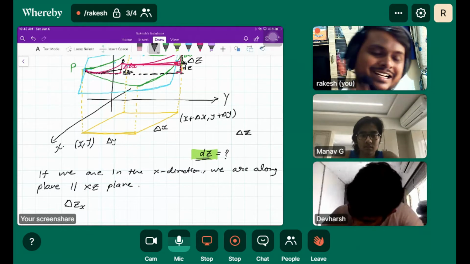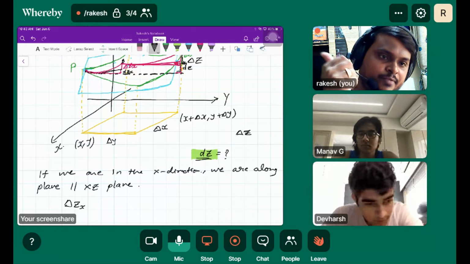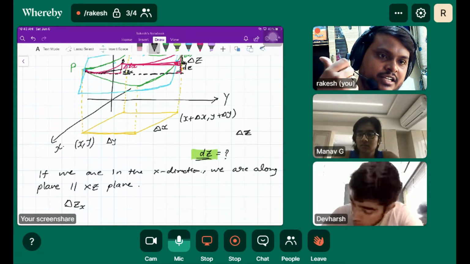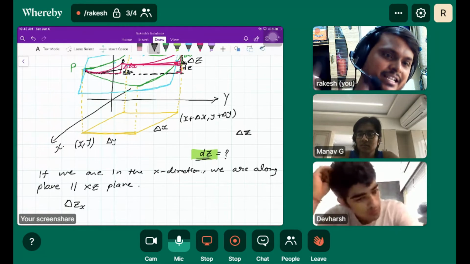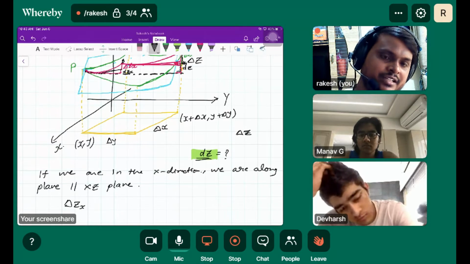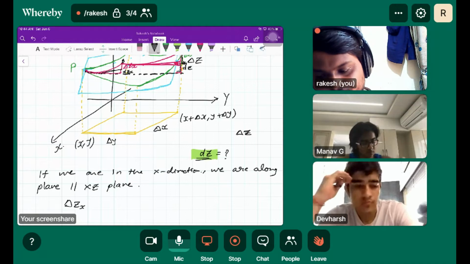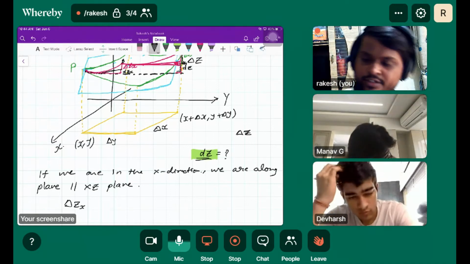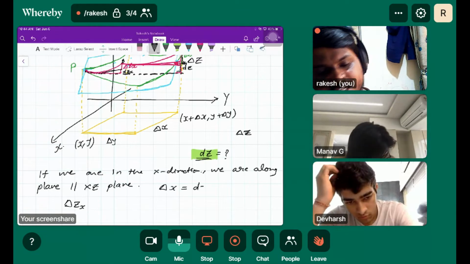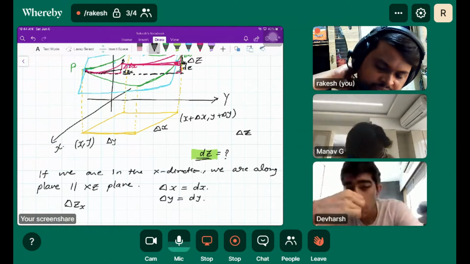See, in both cases, delta zx and delta zy, they are two independent variables. In the previous case, delta x was the same as dx, isn't it? Here they are two independent variables, right? So delta zx is dependent on, first of all, you have to understand one thing. Delta x is the same as dx, and delta y is the same as dy. Am I right?